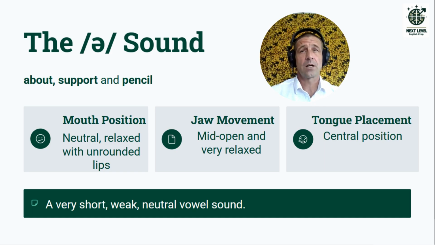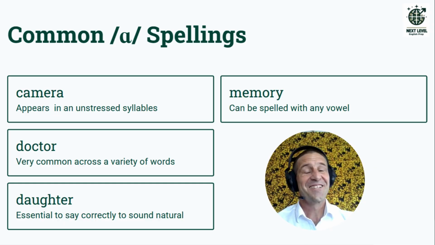To make the schwa correctly, you just really need to relax your mouth. Your mouth should be in a neutral, relaxed position. Everything should be relaxed. Your jaw relaxed, tongue relaxed in the middle of your mouth. Let's practice together. Uh, uh, uh. Pretty easy, right?